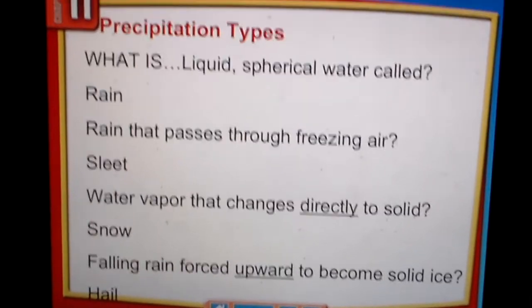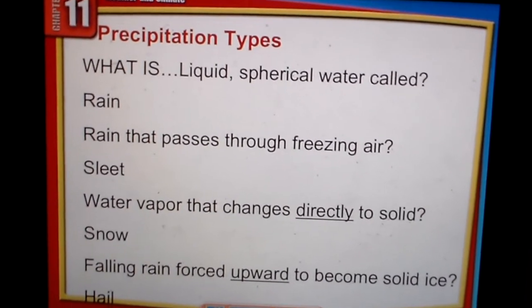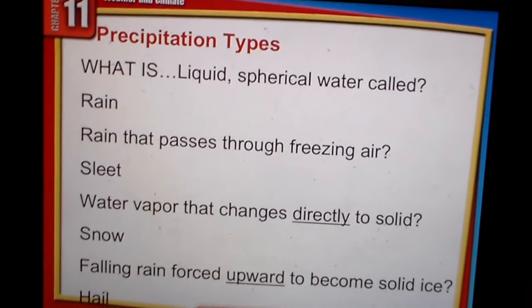So that's a quick review of the water cycle and different precipitation types. Next week, we're going to get a little more complicated with cold fronts, warm fronts, and stationary fronts.